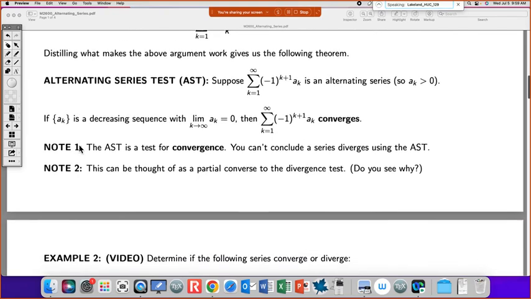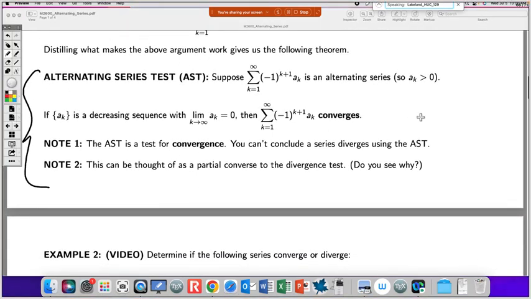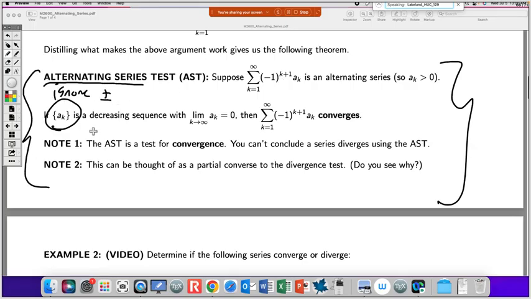Here it is. So the alternating series test. Suppose you have an alternating series. Once again, it's right in the name. You need an alternating series to apply this. If the terms themselves, ignoring the plus or minus, form a decreasing sequence that goes to 0, so these are the terms we're talking about, then the original series converges.